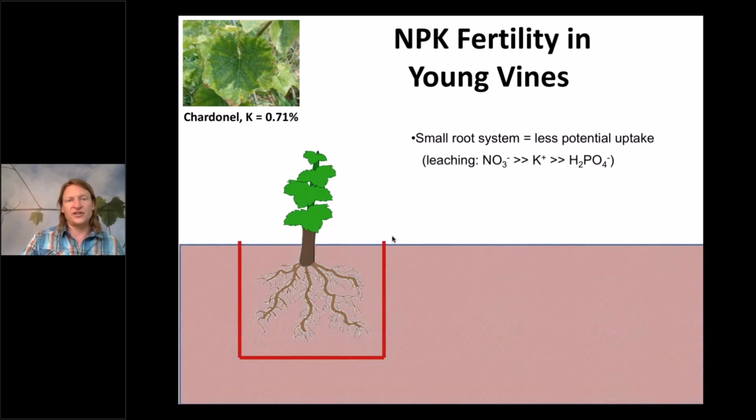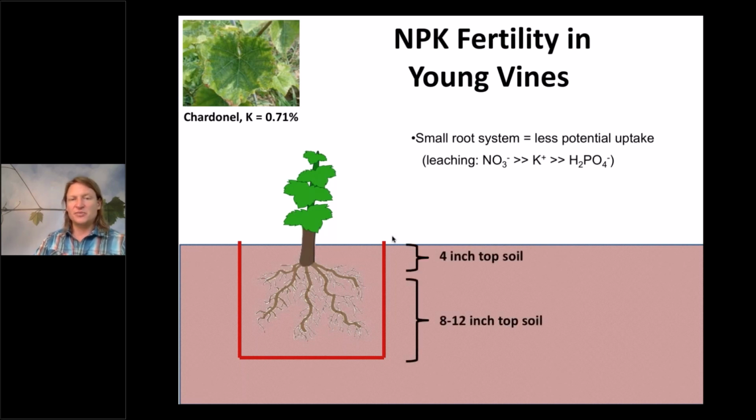So these roots have a very small box. Nitrogen leaches, potassium doesn't leach as much, phosphorus doesn't leach much at all. But remember, in heavy rainfall years, you may actually have to apply some nitrogen in low organic matter soils. So there we go, your 4 inches. A lot of people apply fertilizer to the top 4 inches, but you really have to work it into the soil if it's going to be a slow moving product like phosphorus or potassium.